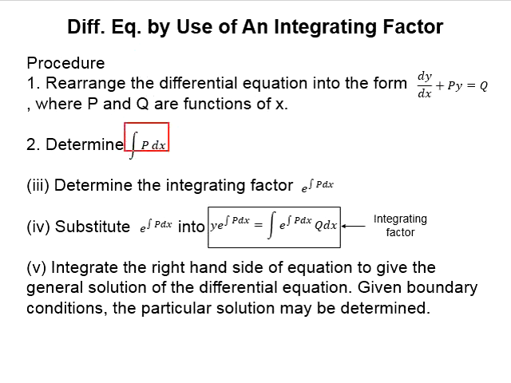Next, you integrate p over dx. Based on the outcome here, produce an integrating factor of e to the power of the integration of p dx. Next, you substitute this e to the power of the integration of p dx into this function, which is known as the integrating factor.